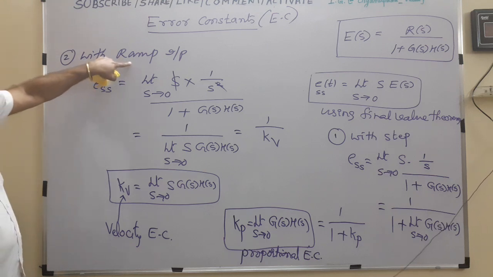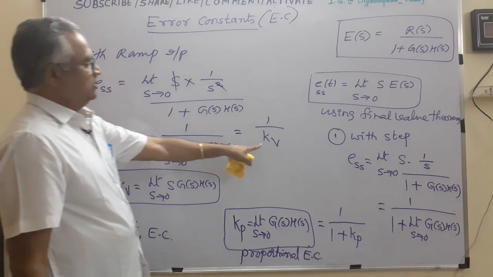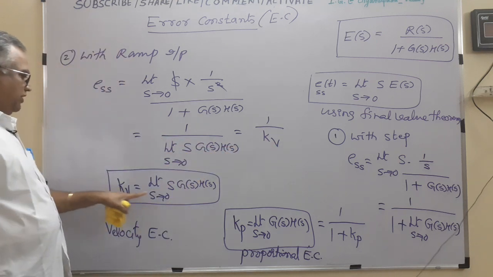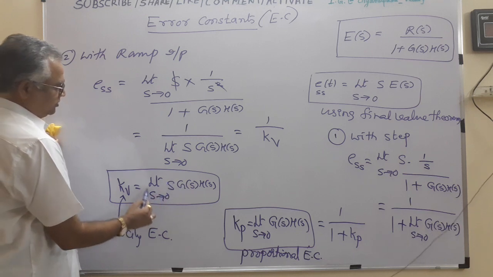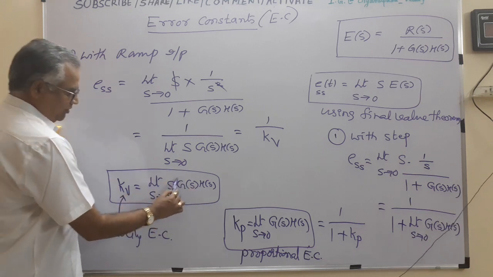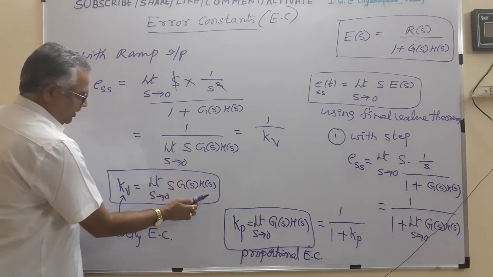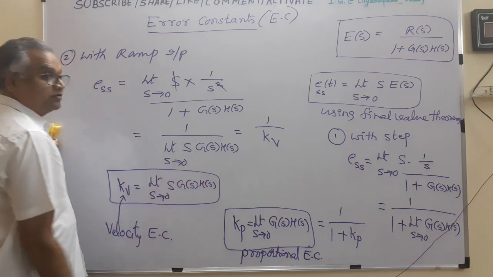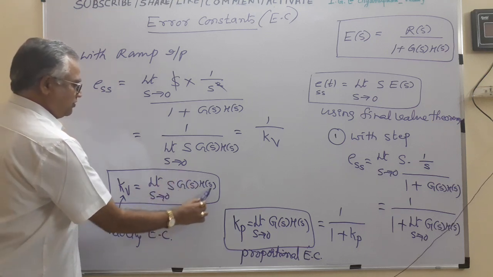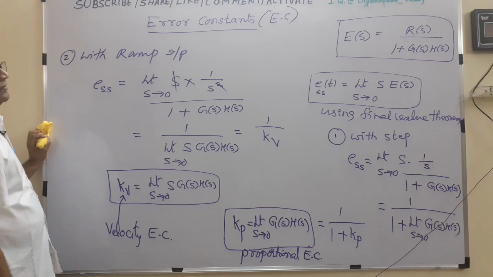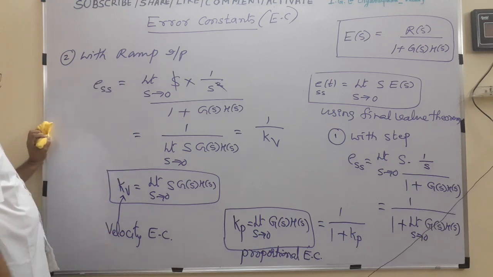So whenever ramp is applied, you have to use which formula? Steady state error formula 1 by Kv. Kv equals this. This is not 0. Don't substitute s equal to 0 and say therefore 0. No. It depends on g of s h of s. If g of s h of s is 1 by s, s s cancel, it will become 1. So you can't simplify this directly. It depends on g of s h of s. So we are trying to find steady state error with the different inputs.